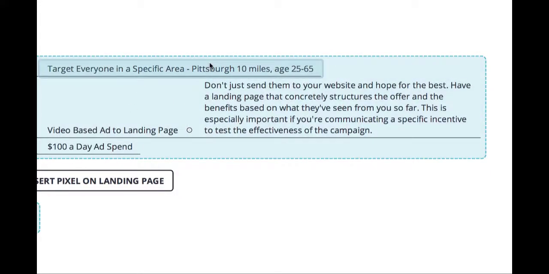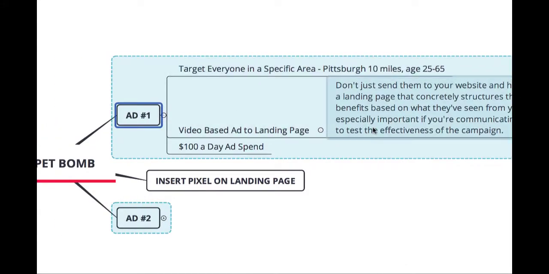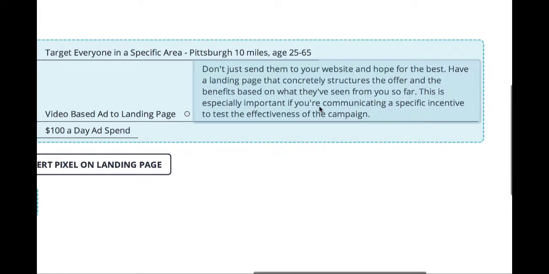You don't want to just waste money. This is especially important if you're communicating a specific incentive to test the effectiveness of the campaign. So like, family dinner night for a certain restaurant, or for a lawyer, we specialize in divorce for men, or we're basically lawyers for men, something like that. Communicate why they should call you in the first place.